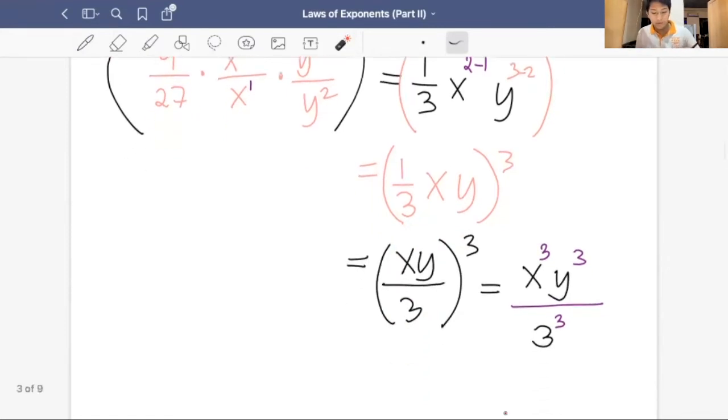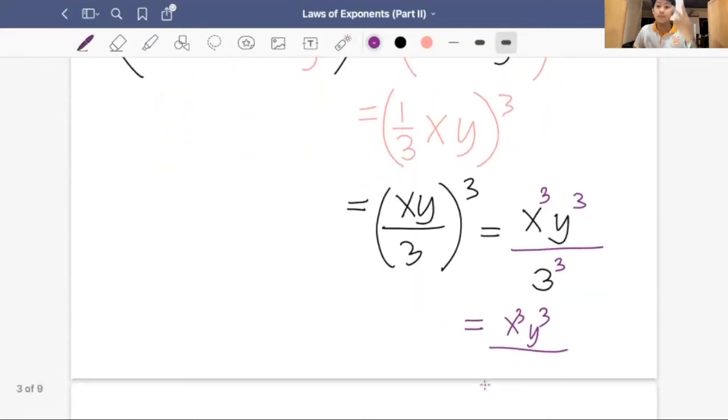Let's simplify. This is equal to x cubed, y cubed over 3 cubed, and 3 cubed is just equal to 3 times 3 times 3, 27. So this is our final answer.